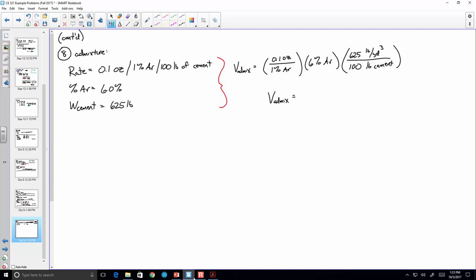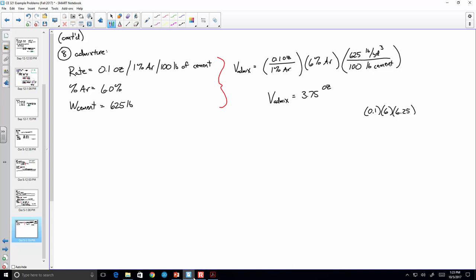Okay, I got 3.75. Oh, it's not a percentage. No, yeah, it's just times 6. It should just be 0.1 times 6 times 6.25. Okay, all right. So that's 3.75 fluid ounces per cubic yard, okay?